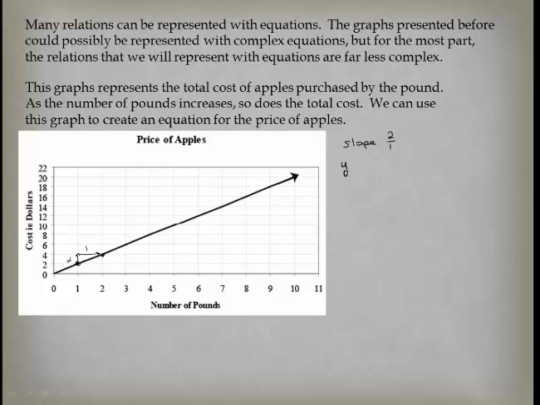Now if we use our equation y equals mx plus b, b is our y-intercept. We're hitting the y-axis right here at 0, so b will be equal to 0 and m will be equal to 2. So I can write in my graph 2x plus 0, and then I can simplify that to be 2x. So y is equal to 2x would give us our equation for the price of apples.